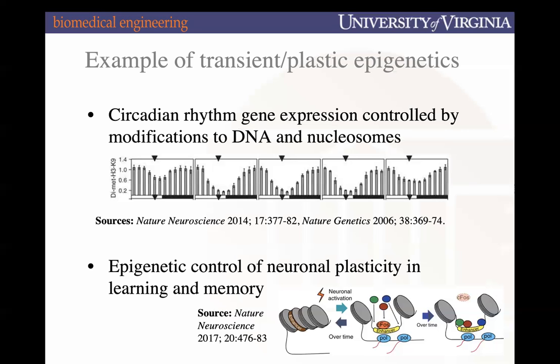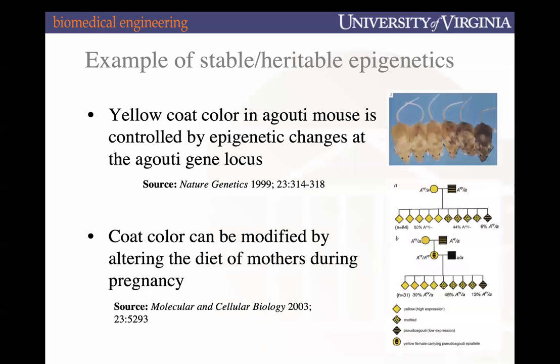Yes. So in the last slide, it was examples of stable epigenetics. It's considered stable because once the offspring is born, they have their coat color. Right. But it's not stable if in one organism's lifetime, their coat color can change. If coat color was transient, yes, exactly. Yeah.